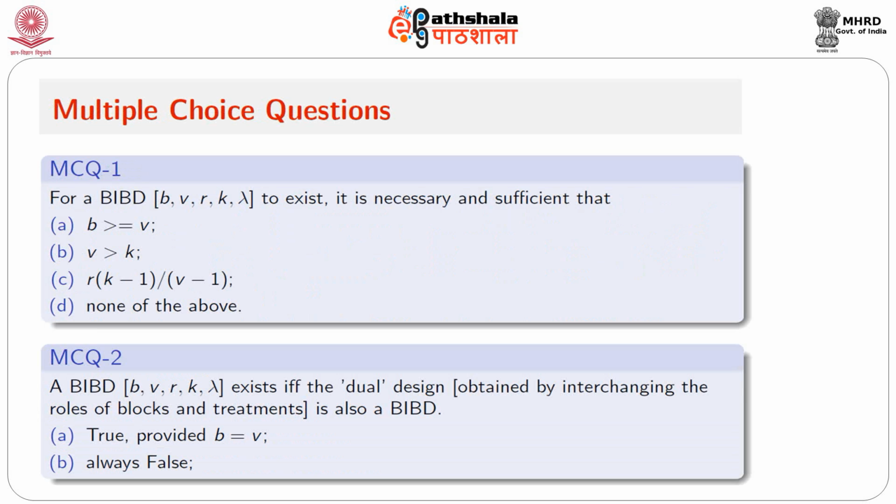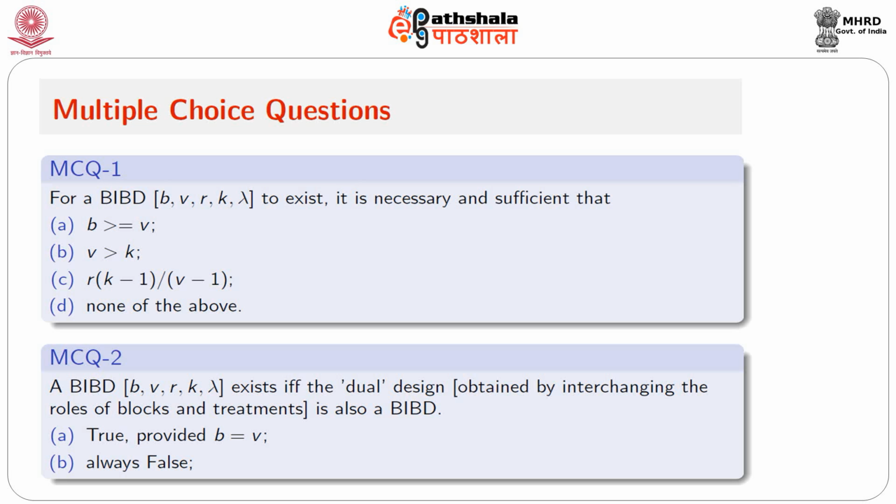The first one is: for a BIBD with parameters b, v, r, k, lambda to exist, it is necessary and sufficient that there are four choices. b is always greater than or equal to v; v is more than k; r into (k minus 1) by (v minus 1), and none of the above. These are the four options. Question C seems to be incomplete. That should have been r into (k minus 1) over (v minus 1) is an integer. And option D is none of the above.